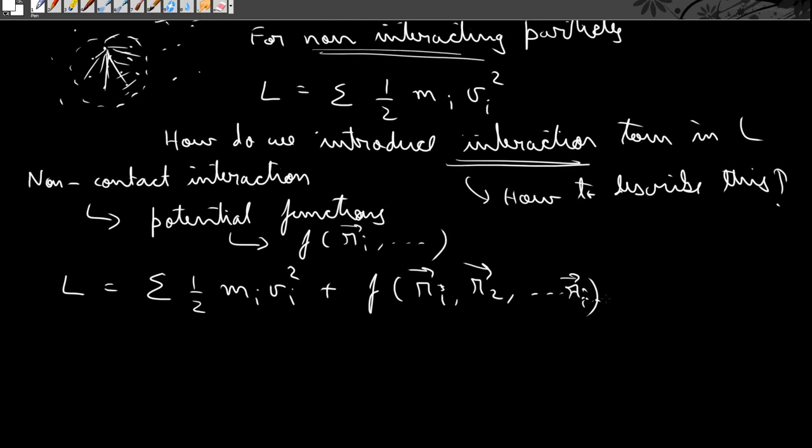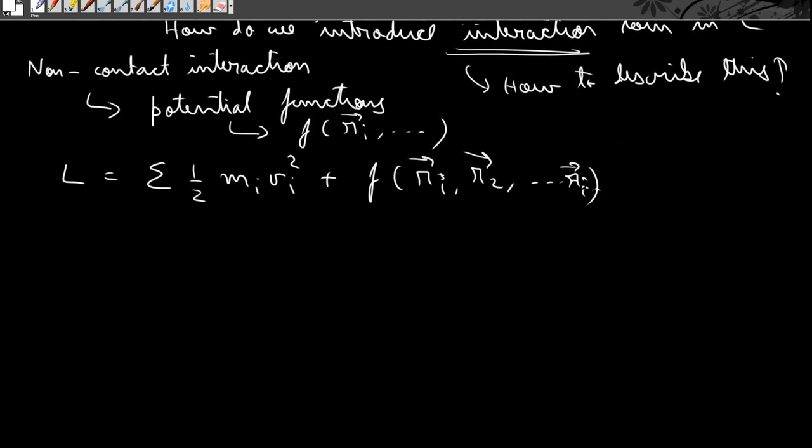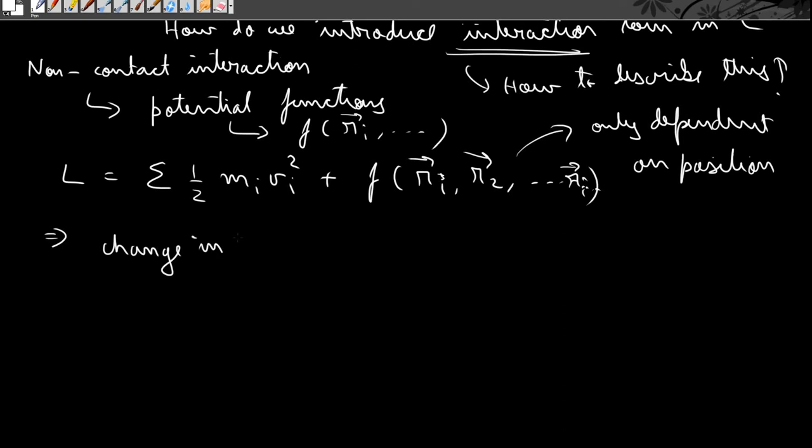Now what does this Lagrangian imply? This implies, if we describe the Lagrangian in this form, that by saying that the potential is only dependent on position, the change in position of any particle will instantaneously affect or influence the other particle.